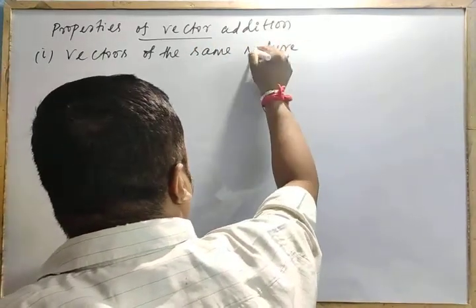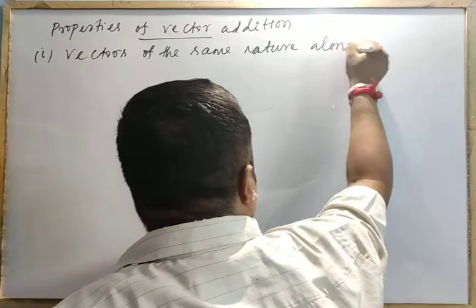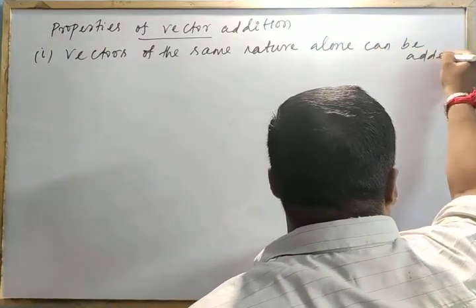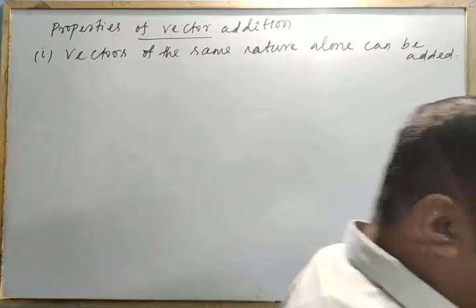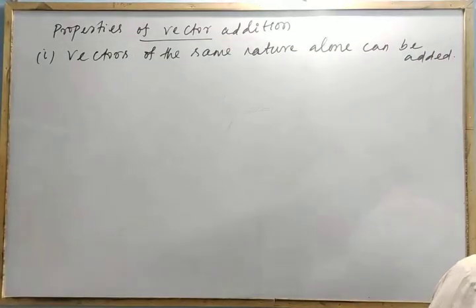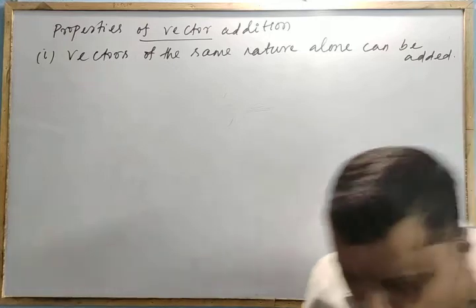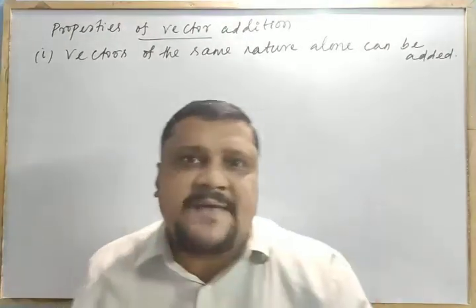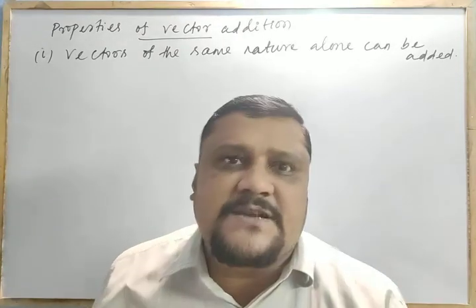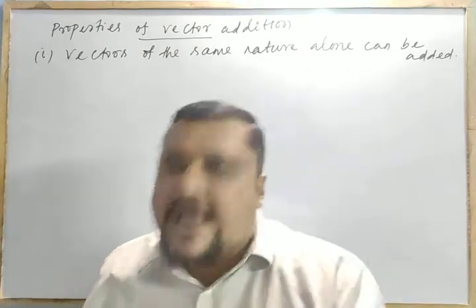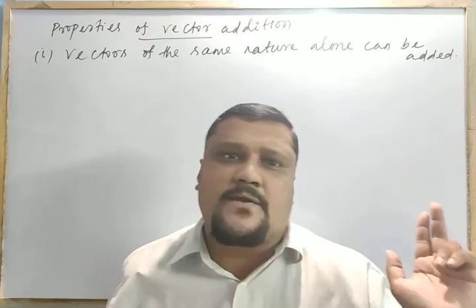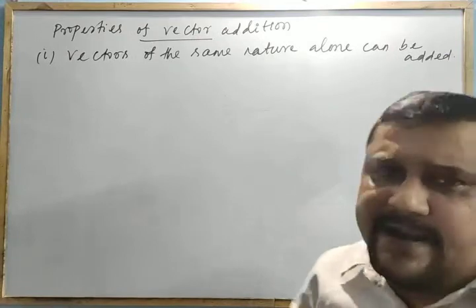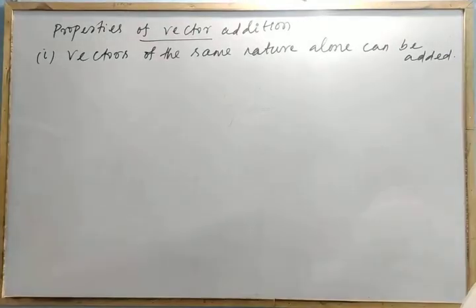Vectors of the same nature alone can be added. Got it? Vectors of the same nature alone can be added. It means a force vector can be added with a force vector. A velocity vector can be added with a velocity vector. A displacement vector can be added with a displacement vector. That is, the vectors of the same nature alone can be added. Now go to the second one, that is the most important.